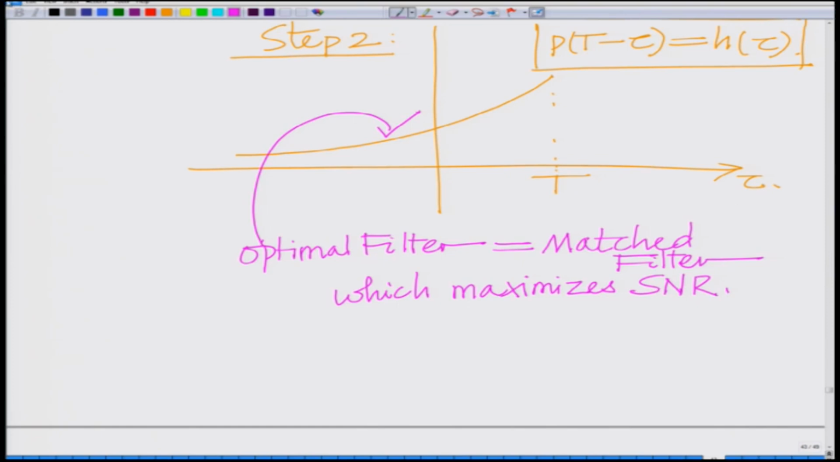So you take the pulse shaping filter Pt, flip it about the origin, get P minus t, advance it by capital T, where capital T is the symbol duration or the sampling time. That gives us the matched filter. And why are we calling this the matched filter? Because the optimal receive filter is basically identical to that of the pulse shaping filter. The only change is it has to be flipped about the origin and advanced by capital T. That is the only thing.